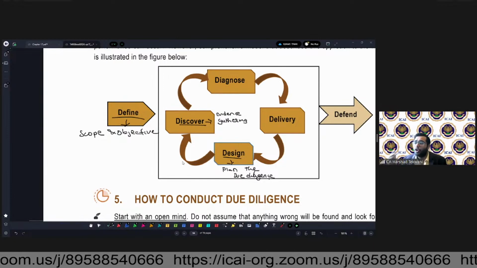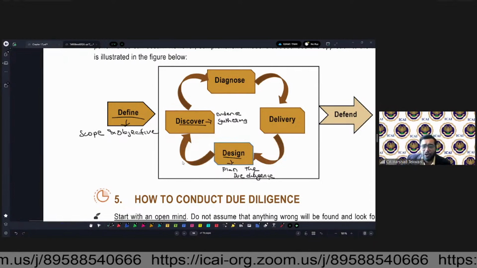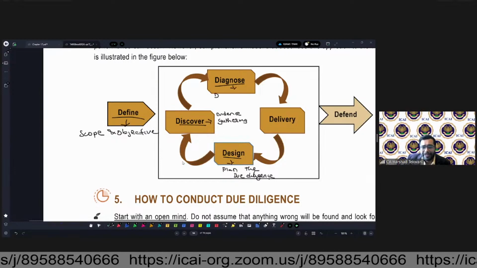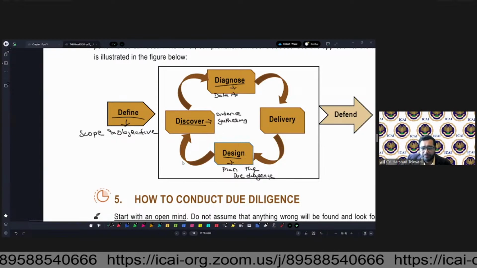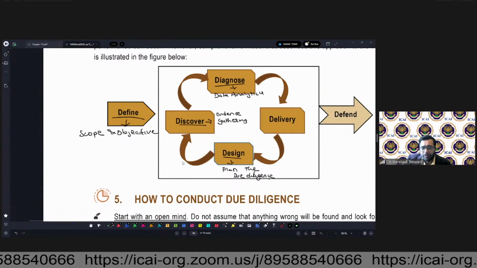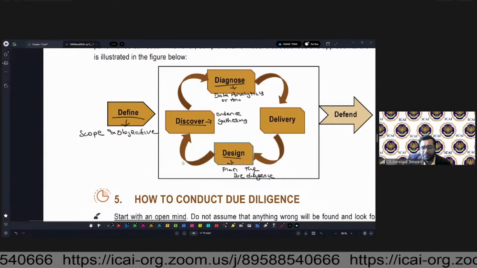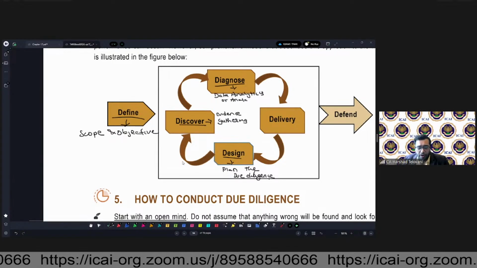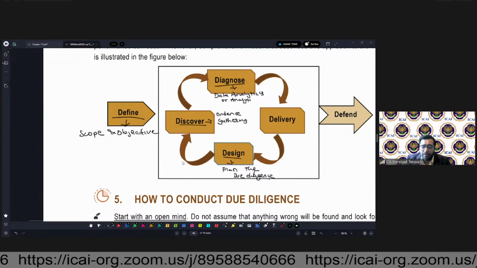You will discover or identify the things. Then you will diagnose, which means you will do the analysis, data analytics, or analysis of the information that you have received.